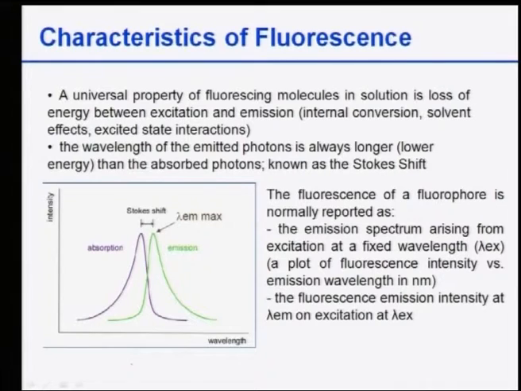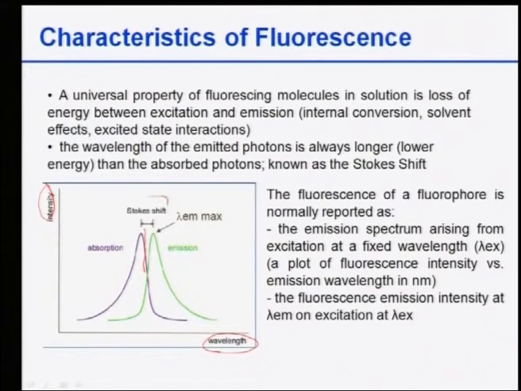Well, after knowing that, let us now look at the characteristic fluorescence spectra. A universal property of any fluorescent molecule in solution is loss of energy between the excitation and emission states, and that can be measured. So, intensity can be measured. It can be plotted in terms of quantum efficiency or intensity versus wavelength. You can see this is the absorption and this is the emission. They are mirror images, but there is a shift because of energy loss.